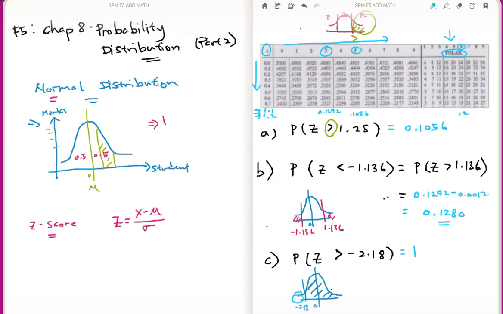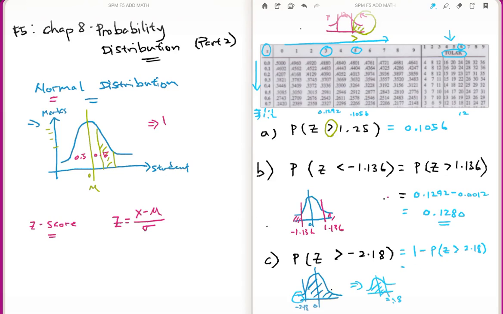Okay, so it's 1 subtract P(Z less than negative 2.18), or you mirror it over the other side, so it will become P(Z more than 2.18). You mirror this part to the left hand side, so actually it is here, this 2.18. You're looking for this side, because they are symmetrical along the mean. So this is the reason why I was able to change the sign.